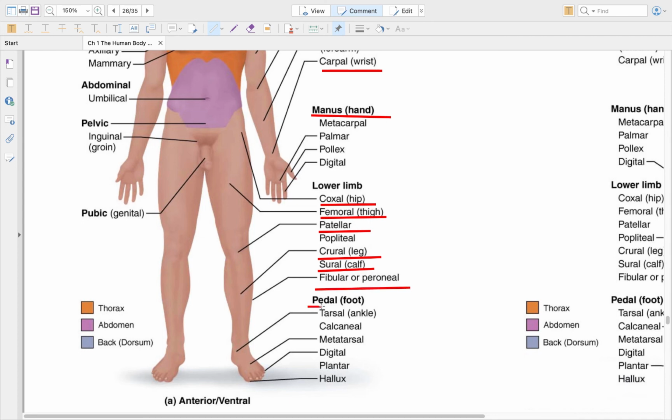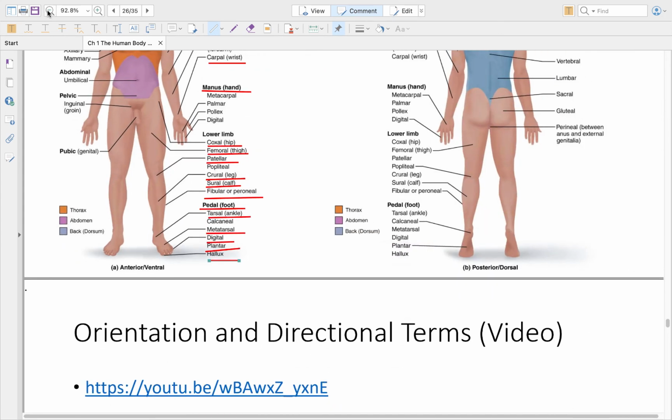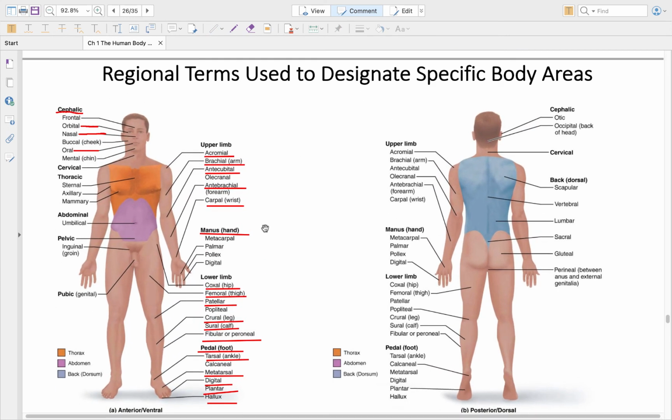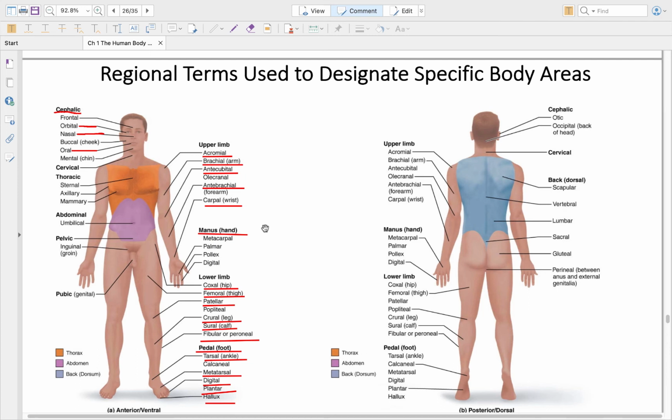All right, foot, pedal. Think of pedaling a bike. Your ankle, tarsal, and the calcaneal because of the calcaneus bone. Tarsal, metatarsal, digital, plantar, hallux. Okay. All right, a lot of this is memorization, and a lot of anatomy is memorization. So let's go ahead and just review or look at this side.